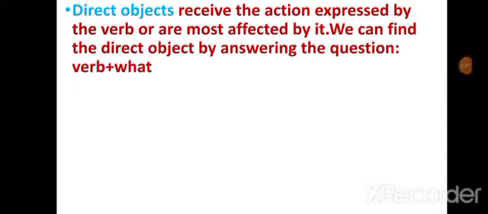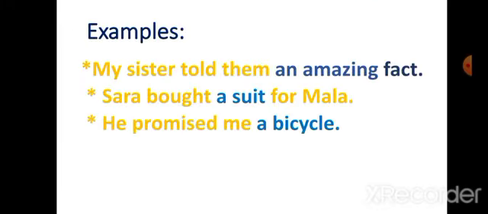Direct objects receive the action expressed by the verb or are most affected by it. We can find the direct object by answering the question verb plus what. Let's see the examples. My sister told them an amazing fact. Sarah bought a suit for Mala. He promised me a bicycle.